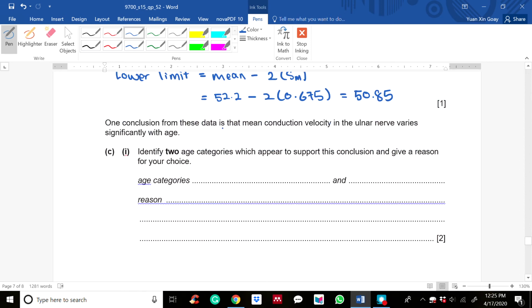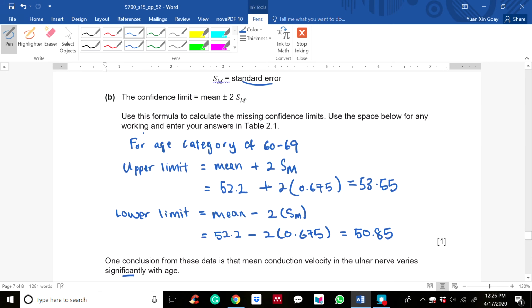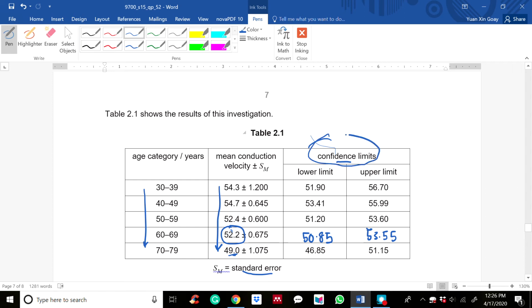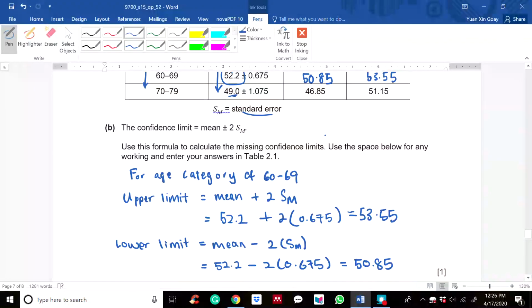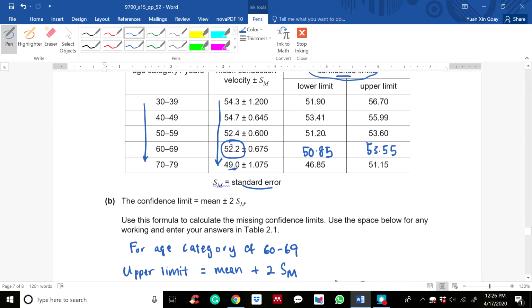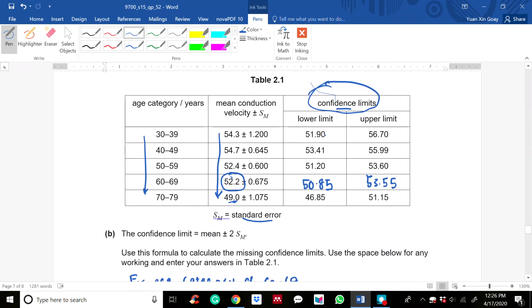One conclusion from this data is that mean conduction velocity in the ulnar nerve varies significantly with age. To know whether the difference is significant, you can look into the confidence limits or standard deviations. If there is no overlapping of the values, it means a significant difference. So you need to choose two age categories that have no overlapping in their mean conduction velocity values. Then only you can say the difference among them is significant.